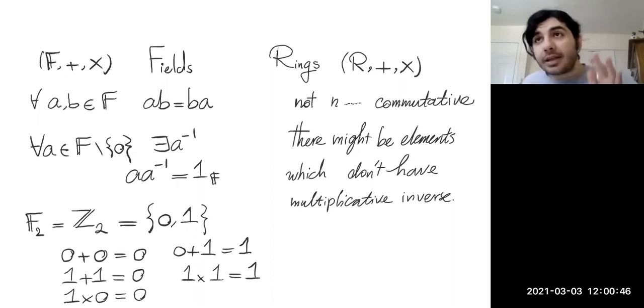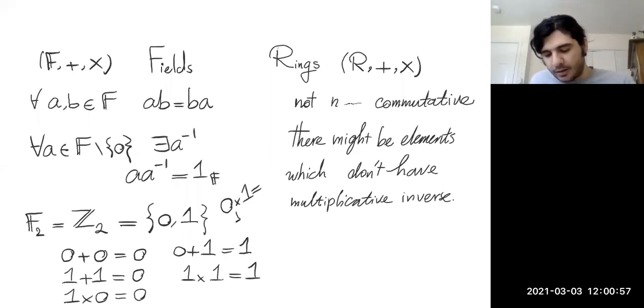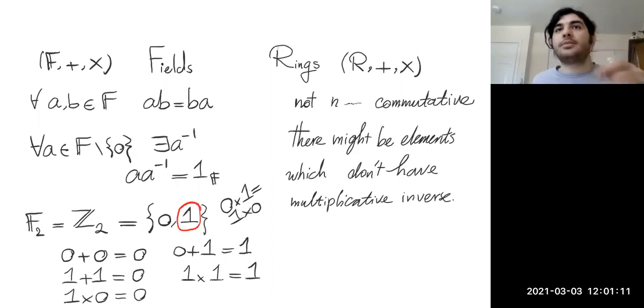Very easy. First of all, it's commutative, right? 1 times 1 is equal to 1 times 1. 0 times 1 is equal to 1 times 0. So it's commutative. And every non-zero element has a multiplicative inverse. Well, there's just one non-zero element there, and that's 1. And it has a multiplicative inverse.